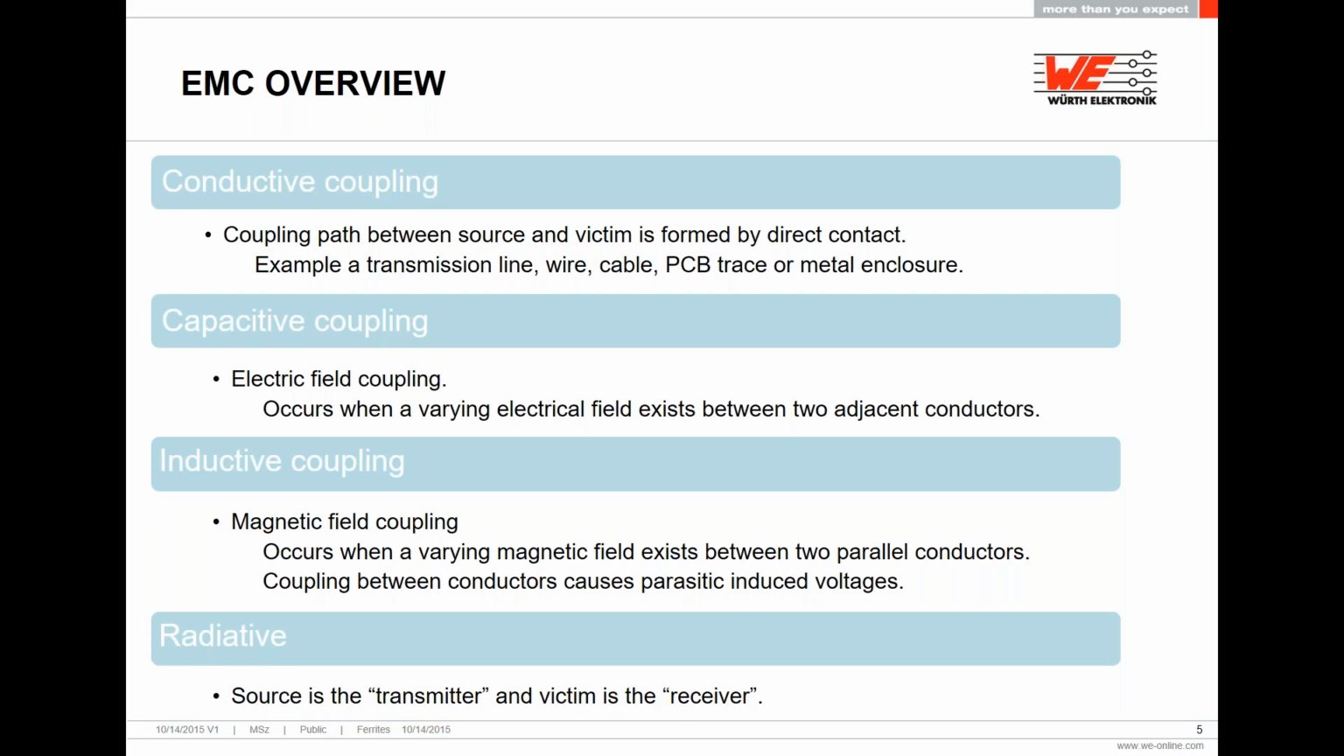And last but not least, we have radiative coupling, which occurs over the air. Every trace on a PCB is a potential antenna, and therefore a potential coupling path. Typically in high voltage applications, capacitive coupling will dominate, whereas in high current applications, inductive coupling will dominate.